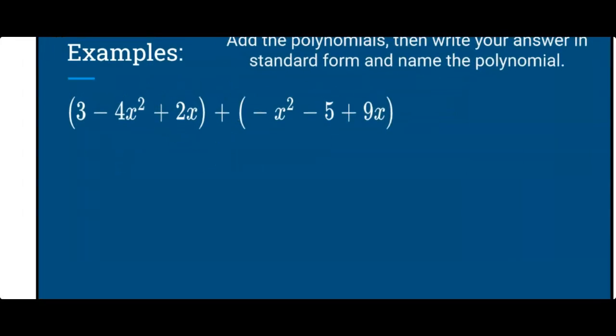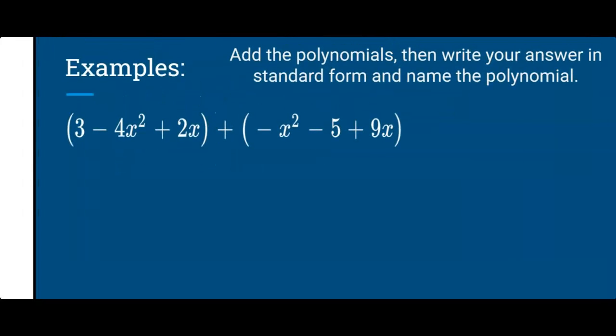Doing this next example, I noticed that my polynomials are not in standard form. This is a constant, and then this is an x squared. So I know that's not in standard form. You can do this in one of two ways. You can put them both in standard form, then add, or I'm just going to copy these down. So I'm going to have 3 minus 4x squared plus 2x.